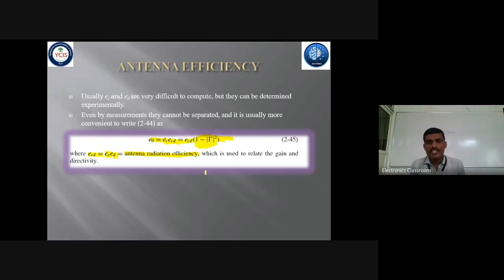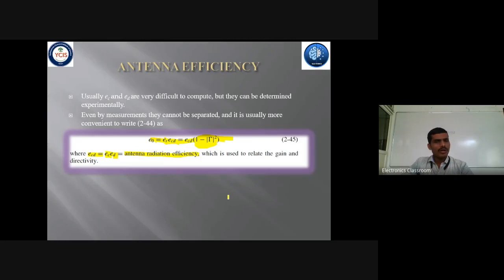Now, instead of computing conduction efficiency and dielectric efficiency, we can simply call it the antenna radiation efficiency. Now only two efficiencies remain: the antenna radiation efficiency and the antenna reflection efficiency. Now, antenna efficiency is the product of antenna radiation efficiency and antenna reflection efficiency, which is related to the gain and directivity.